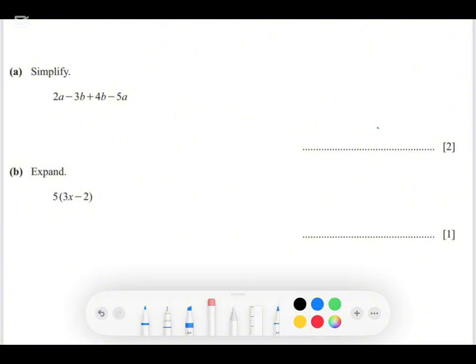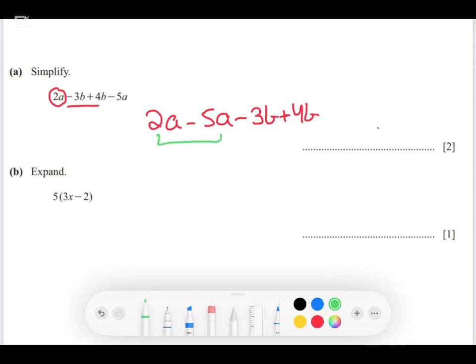In this question we have to add and subtract the algebraic terms in the linear form. So you can see 2a minus 5a. First I will rearrange, this will become 2a minus 5a, now negative 3b plus 4b. So 2a minus 5a will give me negative 3a, because the sign of the bigger number comes, and the bigger number is 5, so it's a negative 3a. Minus 3b plus 4b will give me positive b. So the final answer will be negative 3a plus b.